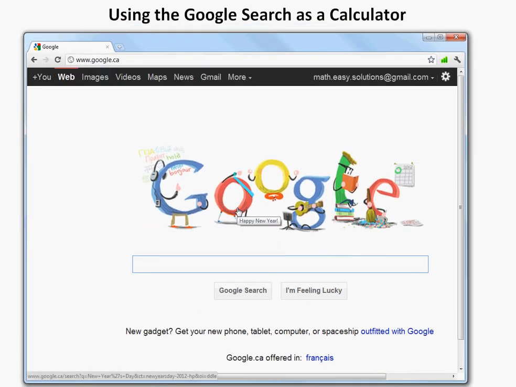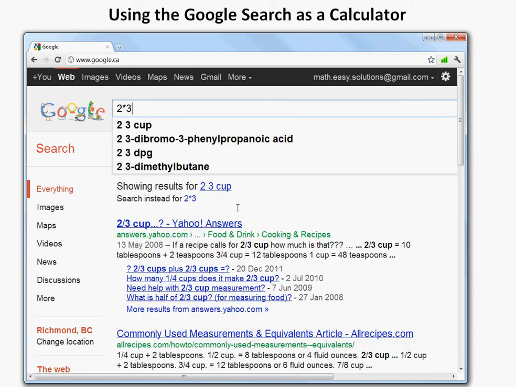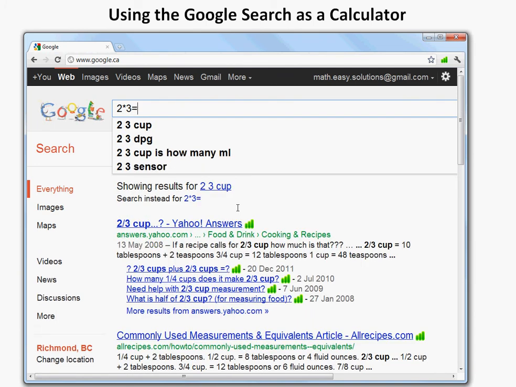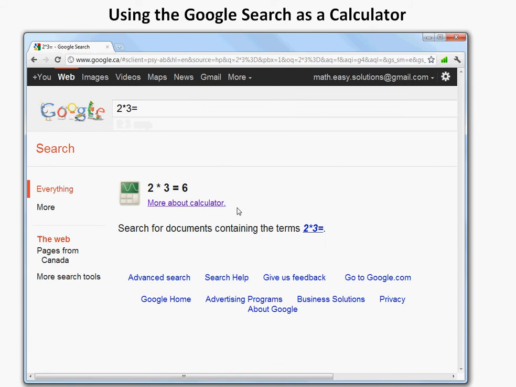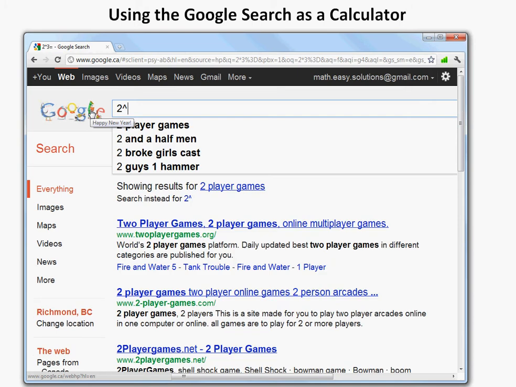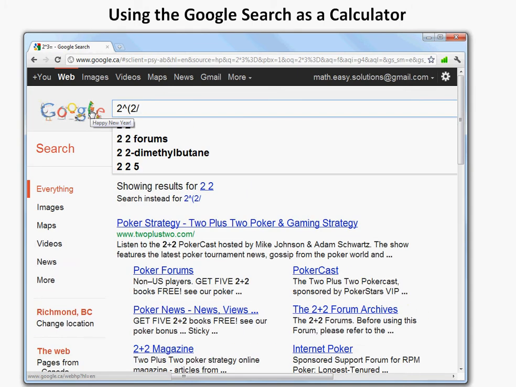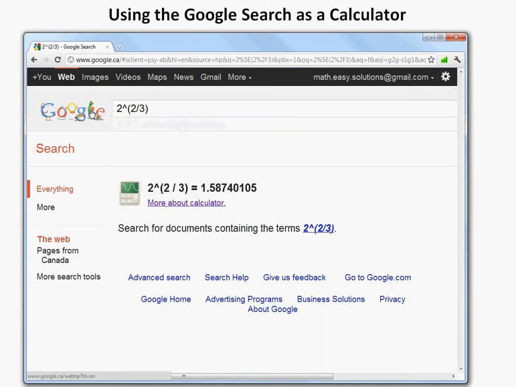I have Google Instant Search on, so it searches instantly. But anyways, let's go to 2 times 3. All you do is type 2, asterisk, 3, and press equals. It's 6. So that's a simple one. Let's go to 2 to the power of 2 divided by 3. You have to use brackets. 2 to the power of 2/3 is 1.5. This is right, you could check with your calculator.